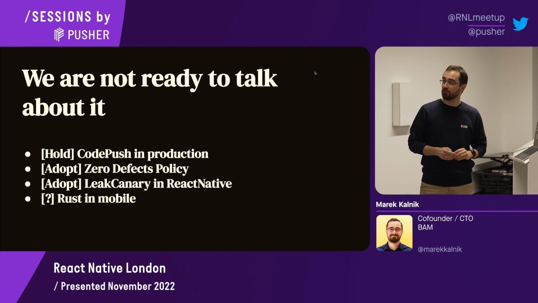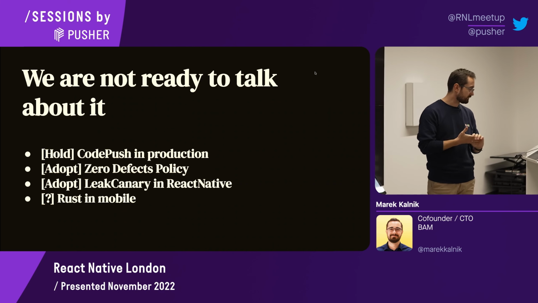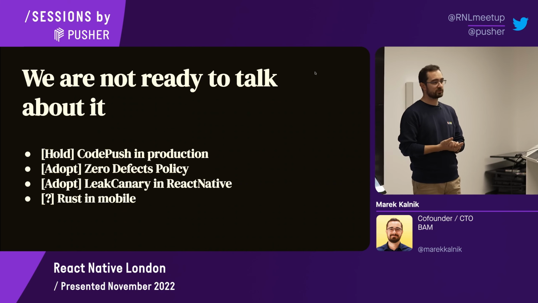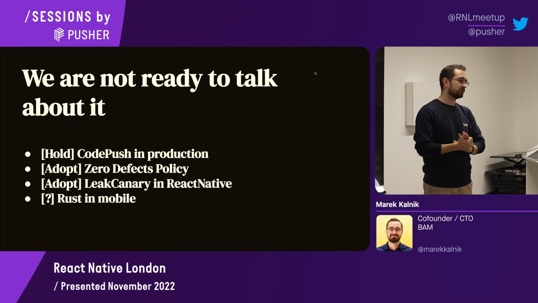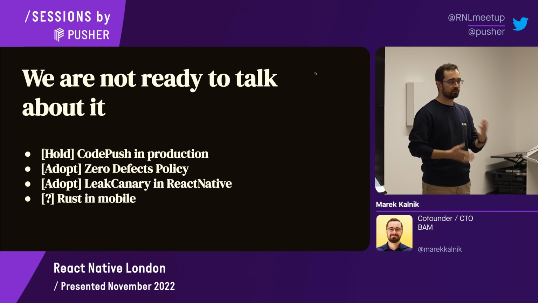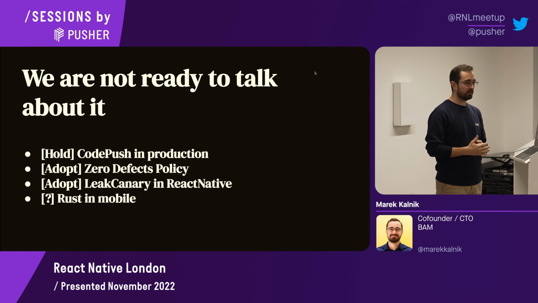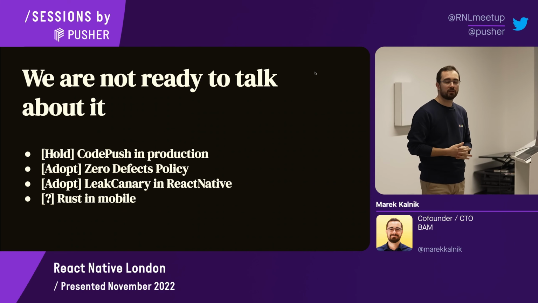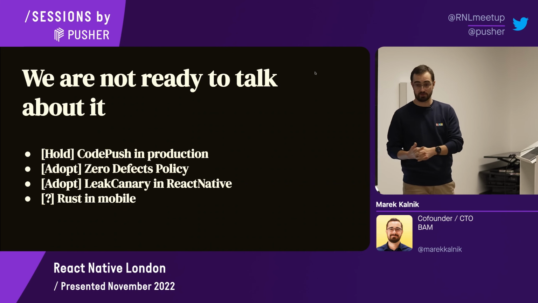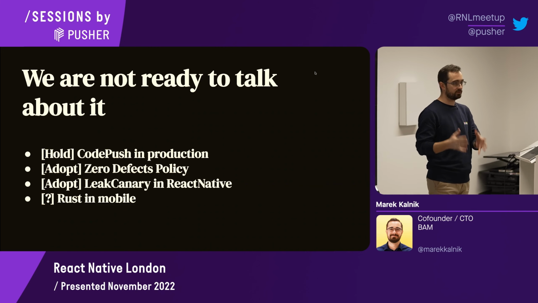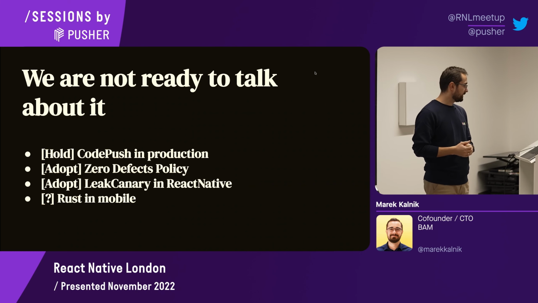And things we would love to talk about, but we are not ready. So, CodePush in production, we have had multiple bugs because of that, but we don't have a lot of content that would be interesting. We have a zero defect policy at BAM. It's a really hard policy to justify, and a lot of people aren't ready, so we need to have a really good stance on this, and it would just take too much time to publish it.